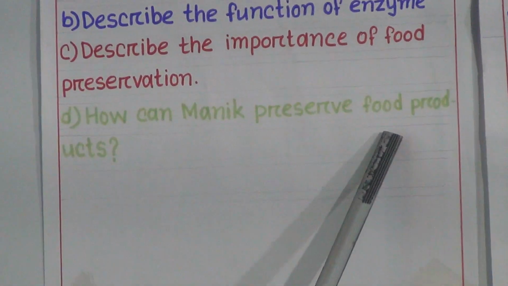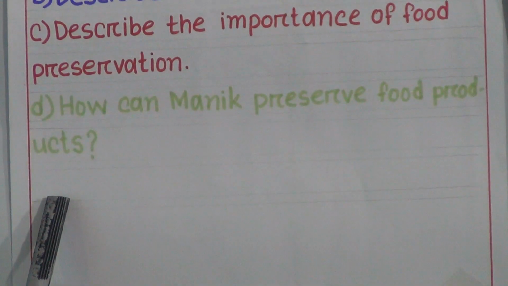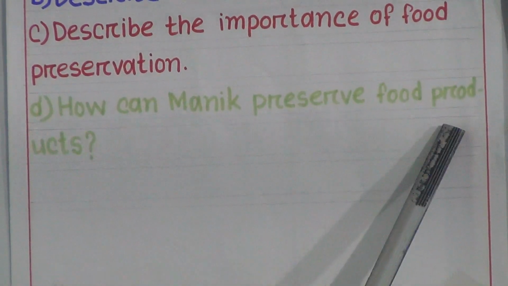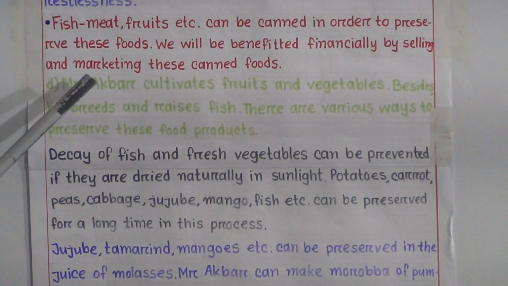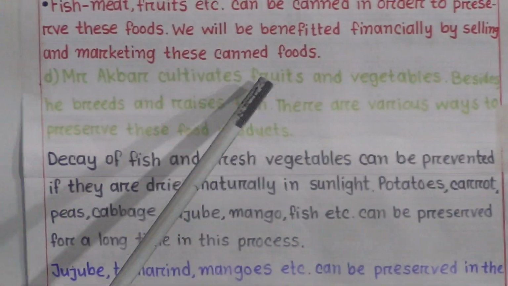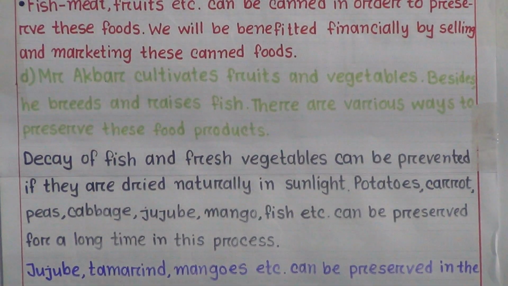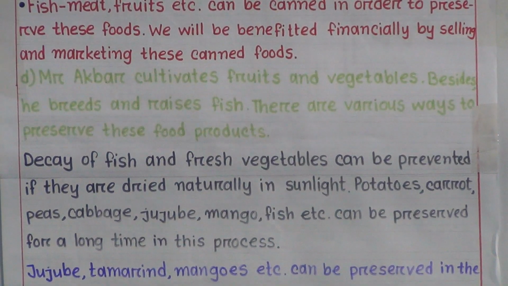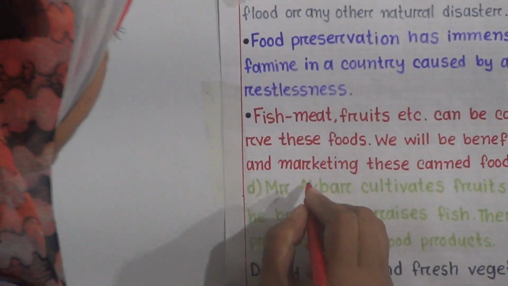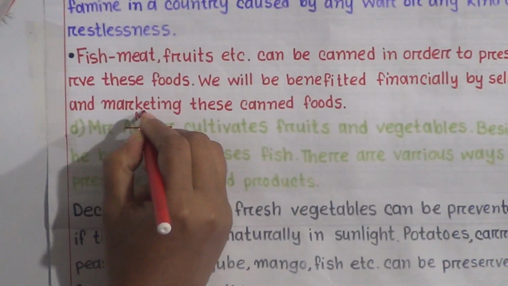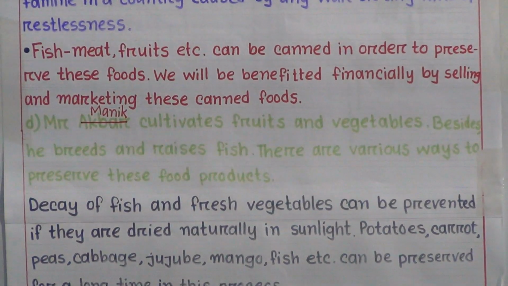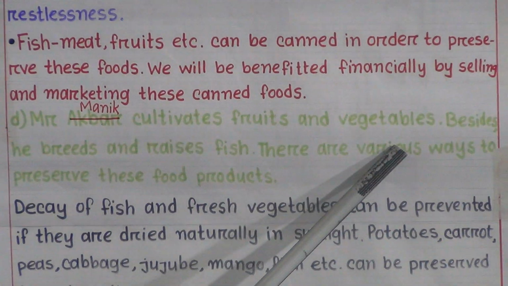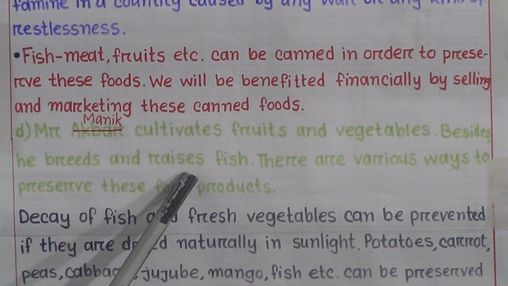Now come to question number D. How can Manik preserve food products? Here is our answer. Mr. Akbar cultivates. Okay, I'm sorry, here we have to write Mr. Manik, not Akbar. M-A-N-I-K. Mr. Manik cultivates fruits and vegetables. Besides, he breeds and raises fish.